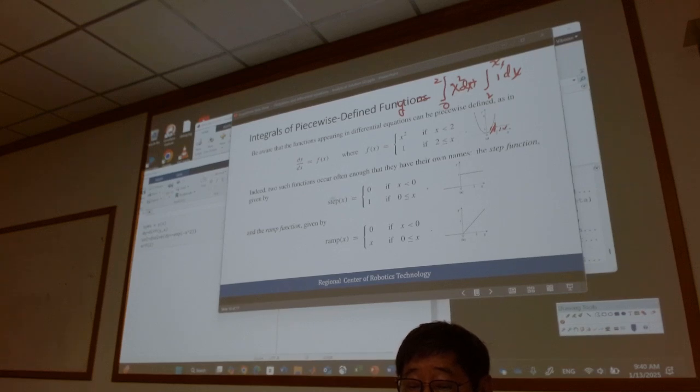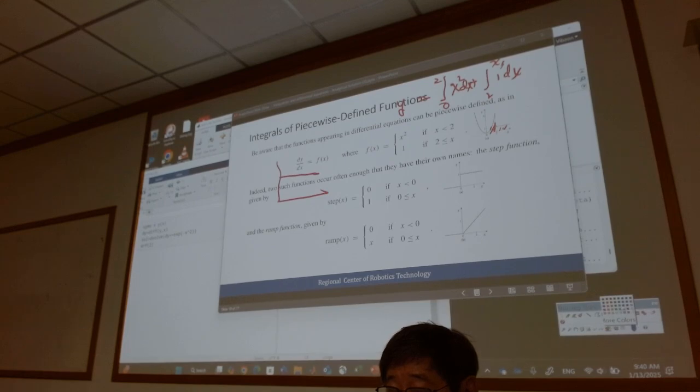So this one is, I think you learn a lot anyway. We have some special function, which we call the step function. What do we call the step function? This one. It's a step function.